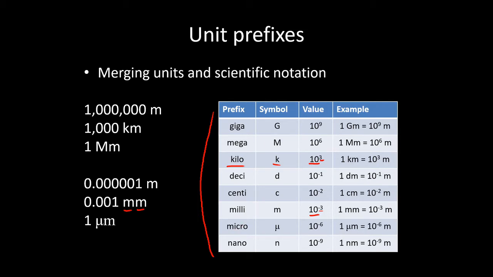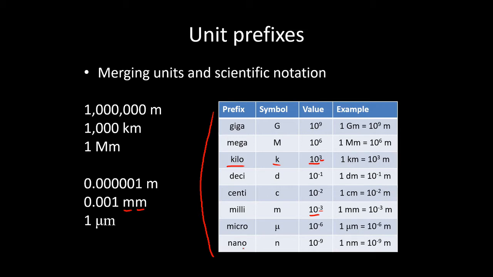Micro is a millionth, 10 to the negative 6. Nano is a billionth. So 1/1,000,000,000th is a nano of something. So a nanometer is a billionth of a meter.